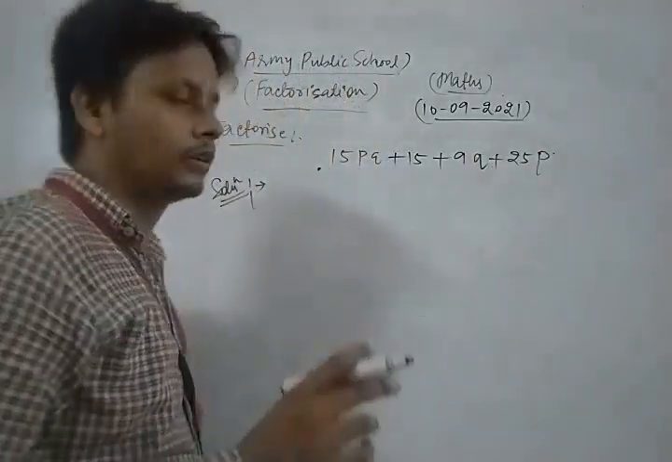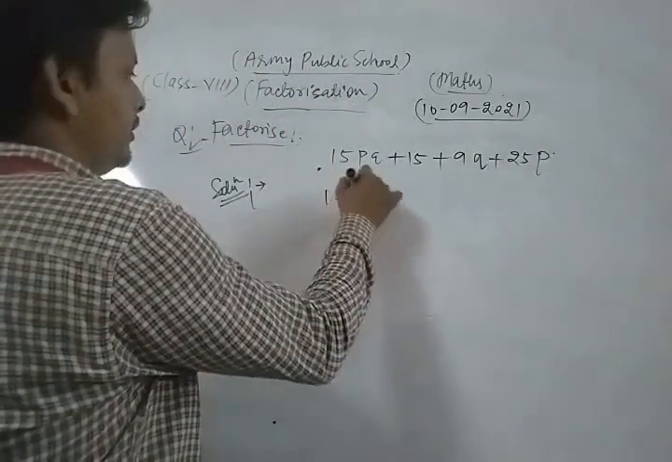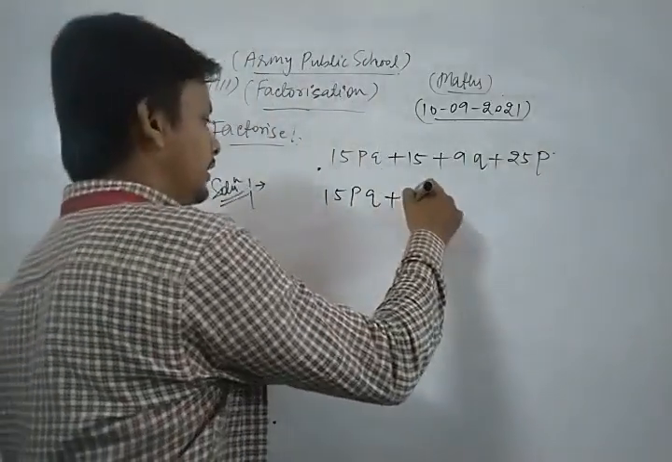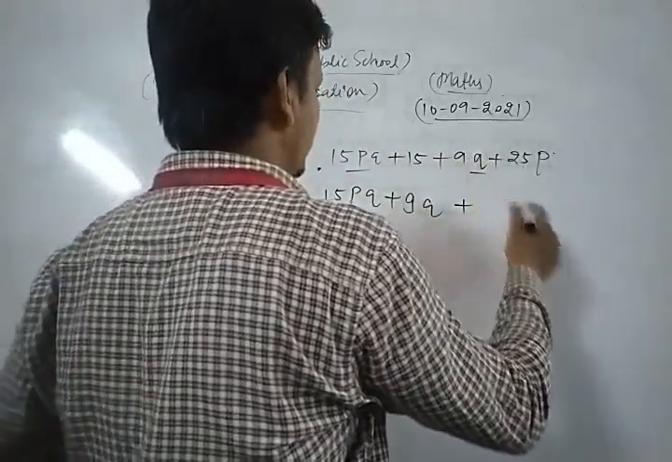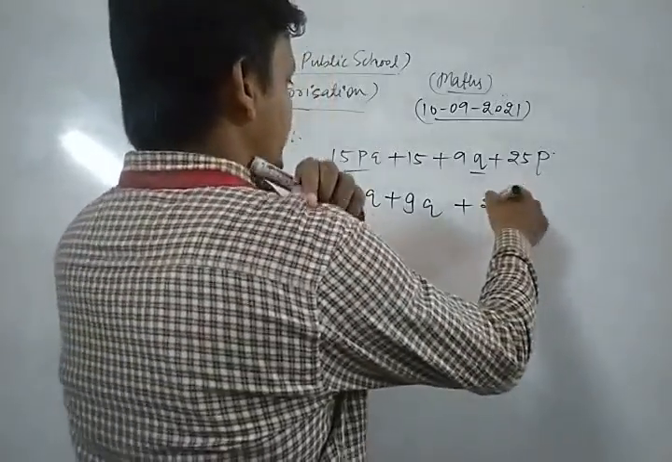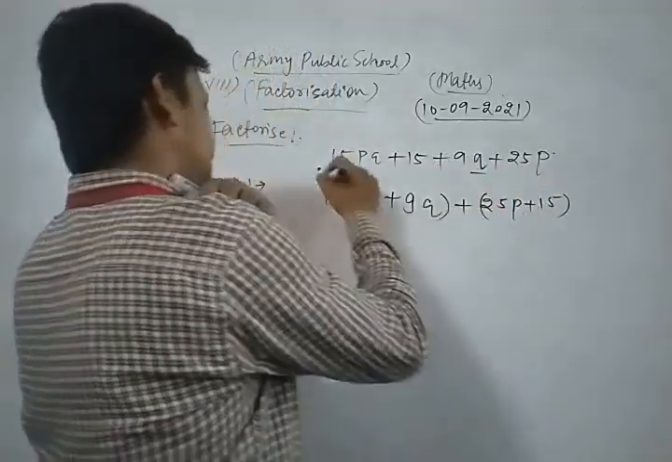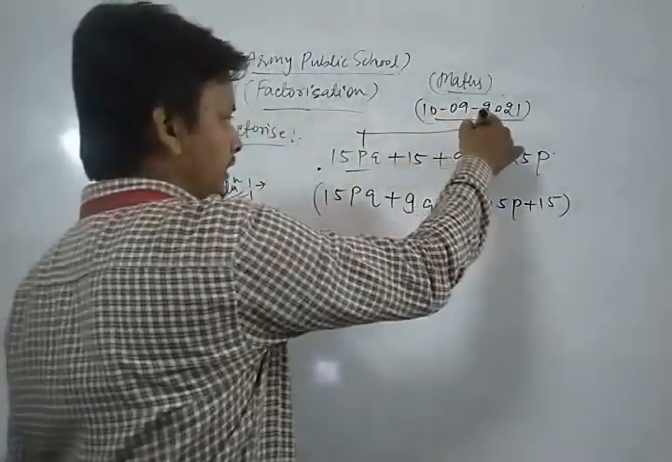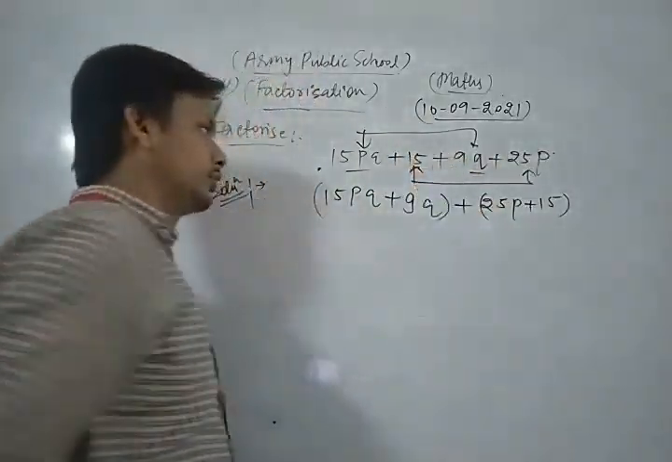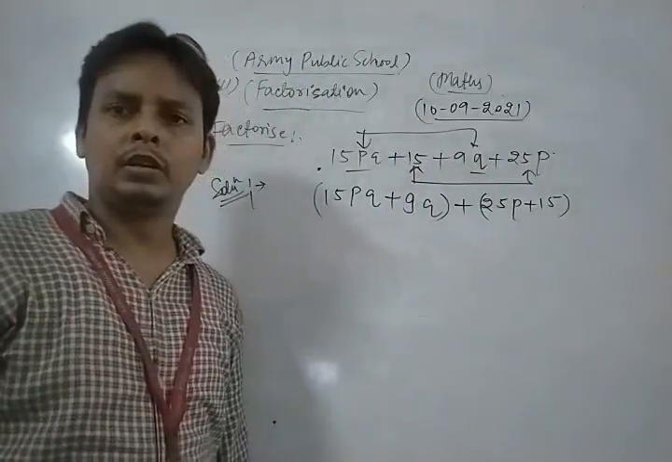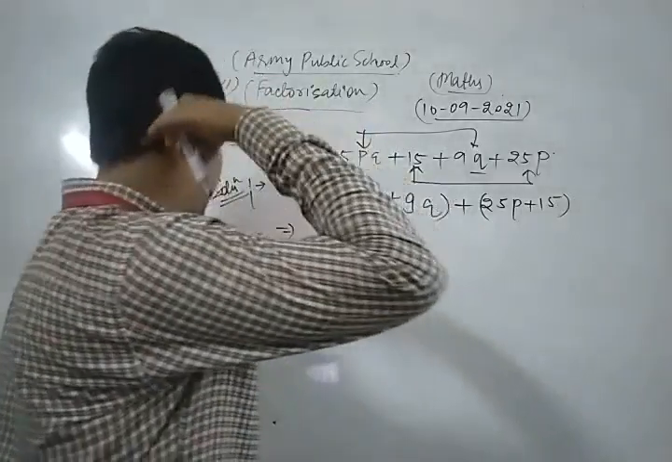Now here we also form a grouping. So what do we take? We take 15pq and 9q together, first and third terms, and here we take 25p and 15 together. We form the grouping: first and third terms together, and then second and fourth terms together. Now we take the common factor.